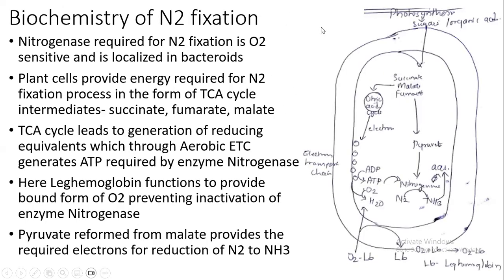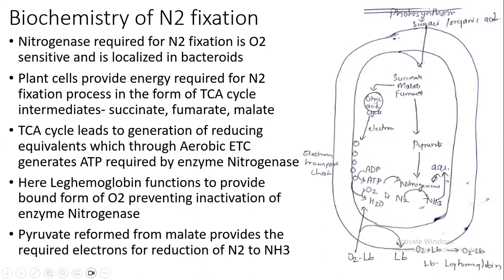So coming to the biochemistry of nitrogen fixation process, the enzyme nitrogenase that is required for nitrogen fixation process is oxygen sensitive, and it is localized within the bacteroids, where the actual process of nitrogen fixation will take place. The plant cells, which are photosynthetic in nature, will provide the required sugars, which provide the required amount of energy and electrons for the process. So these sugars will diffuse into the bacteroids, and here they will enter into the TCA cycle and generate reducing equivalents, and that will provide the electrons required for the aerobic electron transport chain. ATP is important, as it is a requirement for enzyme nitrogenase to carry out the nitrogen fixation process. So these electrons will go through the aerobic electron transport chain that will ultimately reduce oxygen to water.